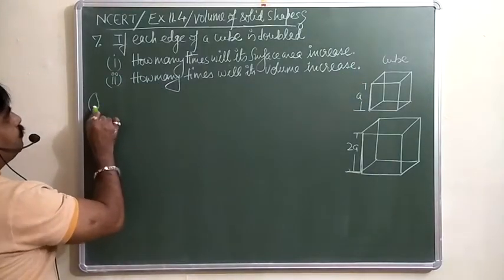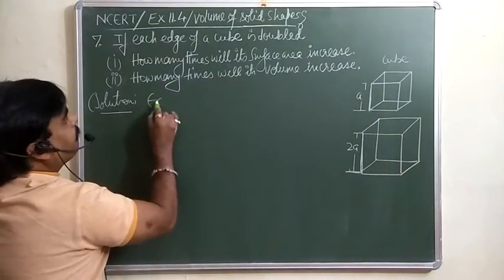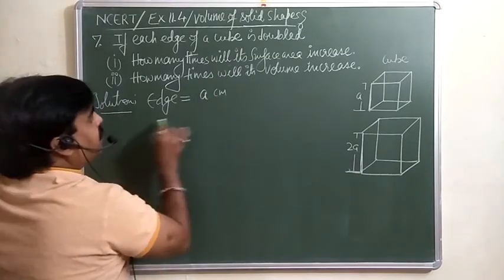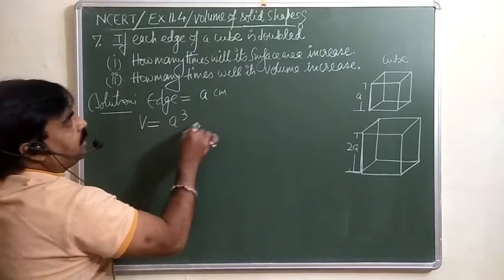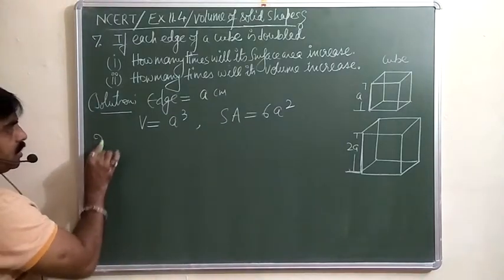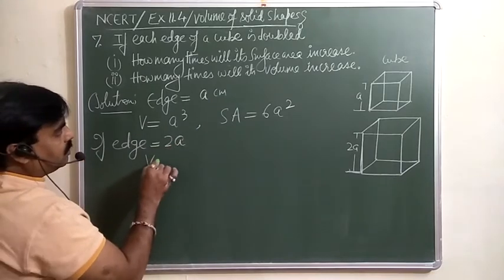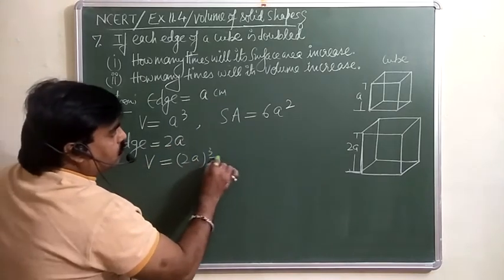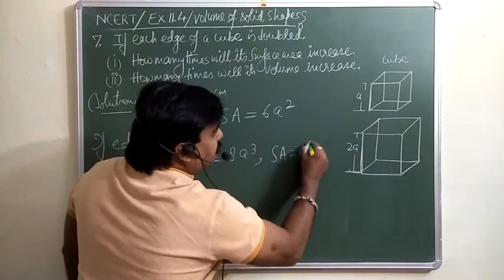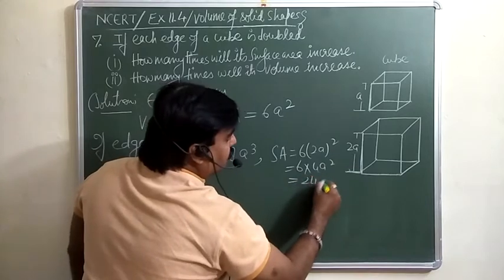In the first case, if the edge is a centimeter, then the volume will be a cube and the surface area will be 6a square. But now if the edge is doubled, the edge becomes 2a, so the volume is 2a whole cube, that is 8a cube. And the surface area is 6 into the side, 2a whole square, so that is 6 into 4a square, that is 24a square.